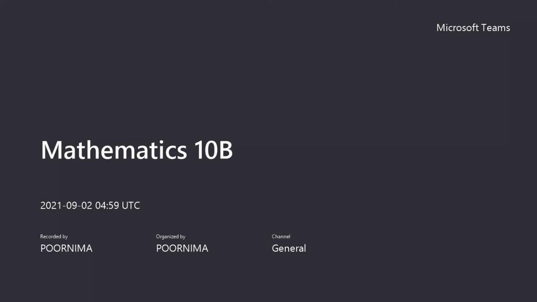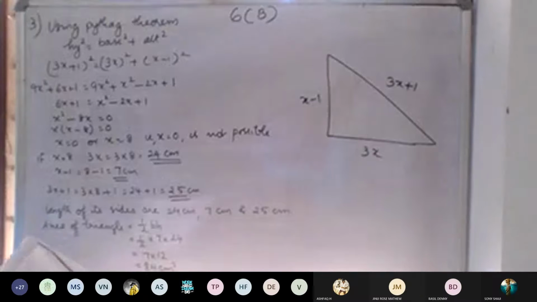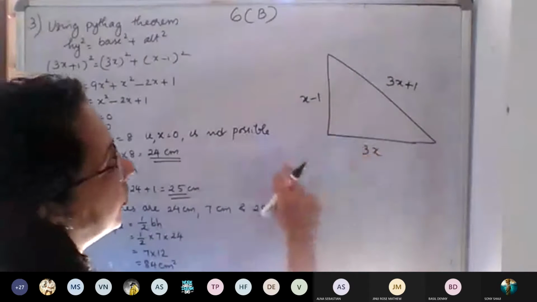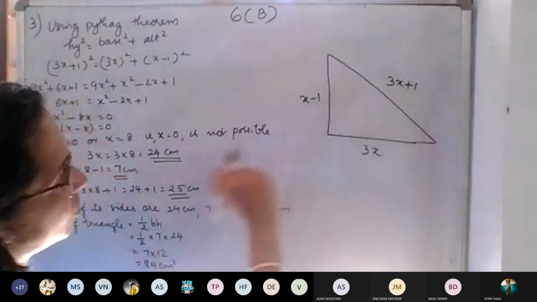The sides of a right-angled triangle are x minus 1, 3x and 3x plus 1. Find the value of x. Second, the length of its sides. Then third, its area. Three sides, hypotenuse 3x plus 1.